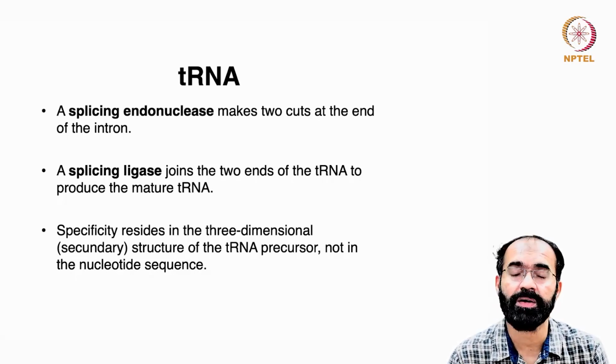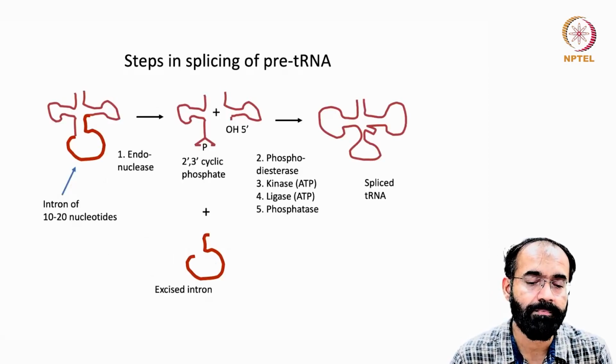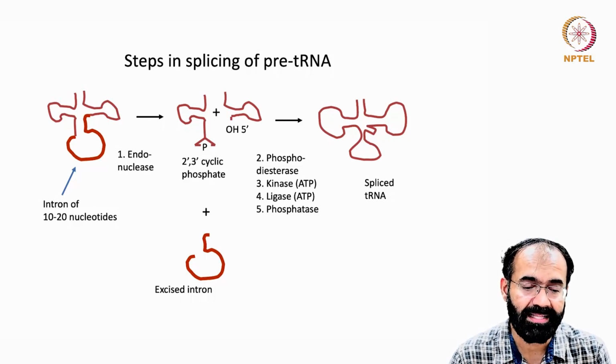The identity of an RNA is not based on its nucleotide sequence. Let us see how the pre-tRNA maturation takes place. You have a pre-tRNA which is waiting for maturation. The endonuclease cuts it in two places and makes two fragments, and it gives a 2',3' cyclic phosphate stage, and the excised intron is removed.